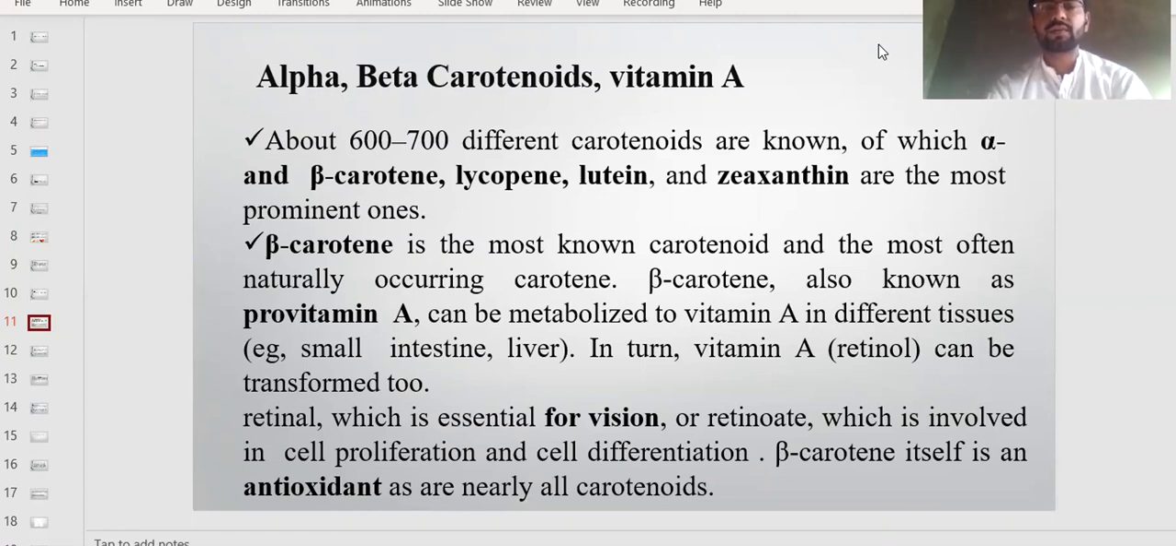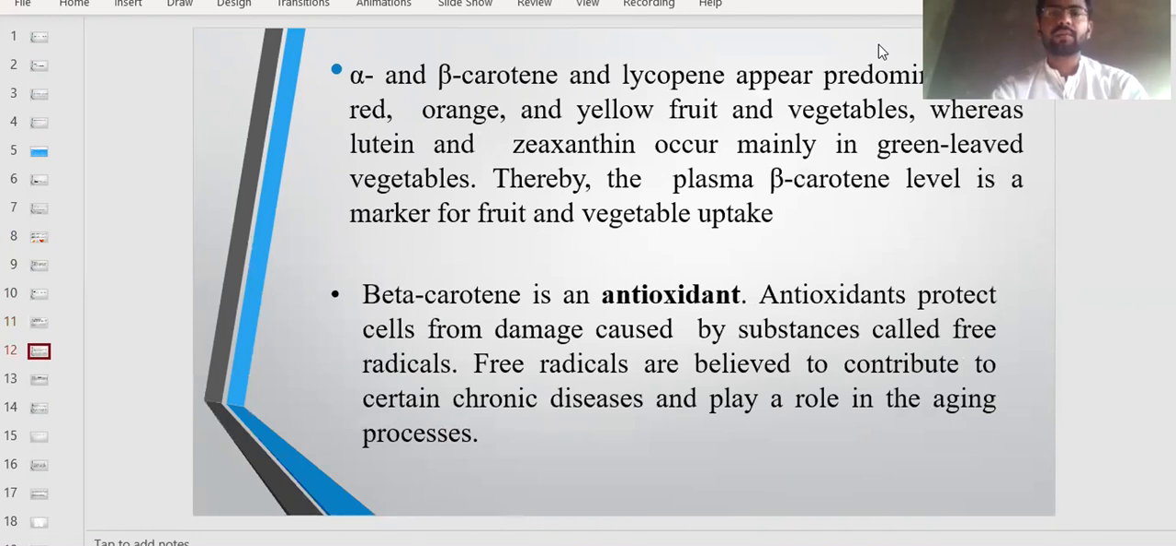Retinol, which is essential for vision and involved in cell proliferation and cell differentiation, is also produced from beta carotene. Beta carotene itself is an antioxidant, as are nearly all carotenoids. Alpha and beta carotene and lycopene are predominant in red, orange, and yellow fruits and vegetables, while lutein and zeaxanthin occur mainly in green leafy vegetables. Thereby, plasma beta carotene is a marker for fruit and vegetable intake.